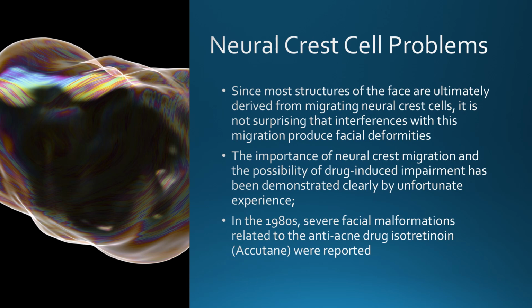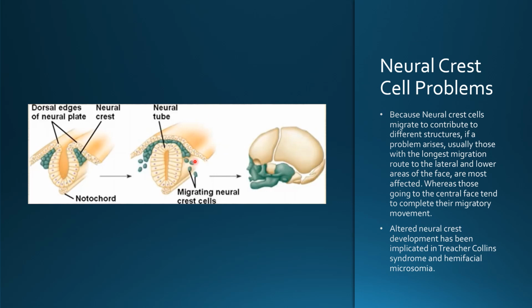Since these cells migrate from the central region of the embryo to the sides and contribute to these facial bones, the cells that have the longest path of migration are going to be more susceptible to problems. So we can see that those in the lateral and lower areas of the face are most affected, whereas those going to the central face tend to complete their migratory movement without problems. Altered neural crest development has been implicated in syndromes such as Treacher-Collins syndrome and hemifacial microsomia.